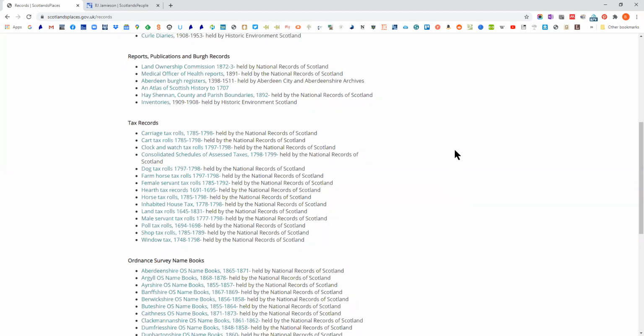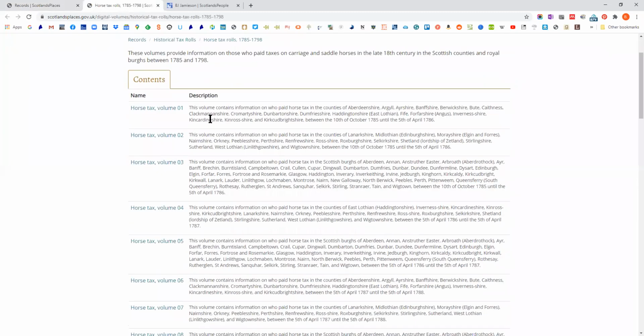So they taxed carriages, clocks and watches, dogs. They taxed female servants and male servants separately. There was a window tax. And so if we click into one of these, let's do the horse tax. And you can see it tells you what geographic areas are in which volume.